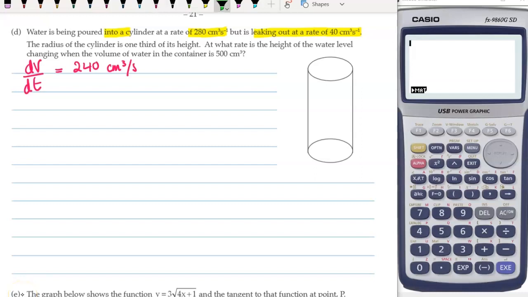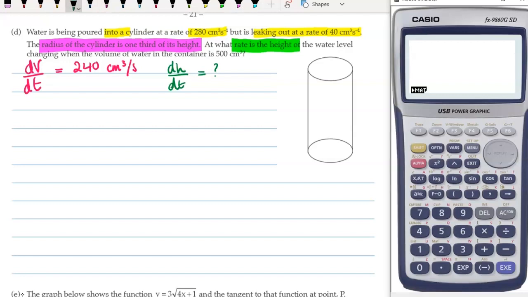The other place where a rate is spoken about is here, the rate at which the height of the water is changing. So that's the rate we want to work out. So dH by dt is the thing that we want. So it's good to keep an eye on that. We're also told some information that links the radius and the height. So I'm going to label the height here as h. The radius is equal to 1/3 of the height.